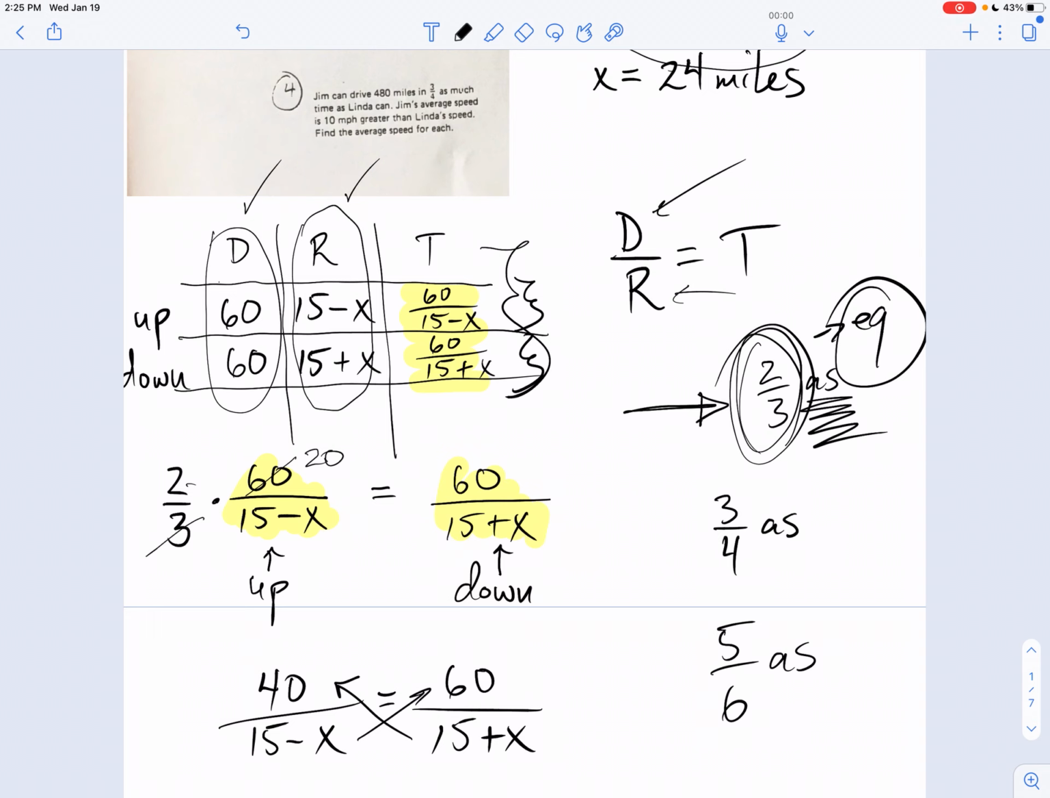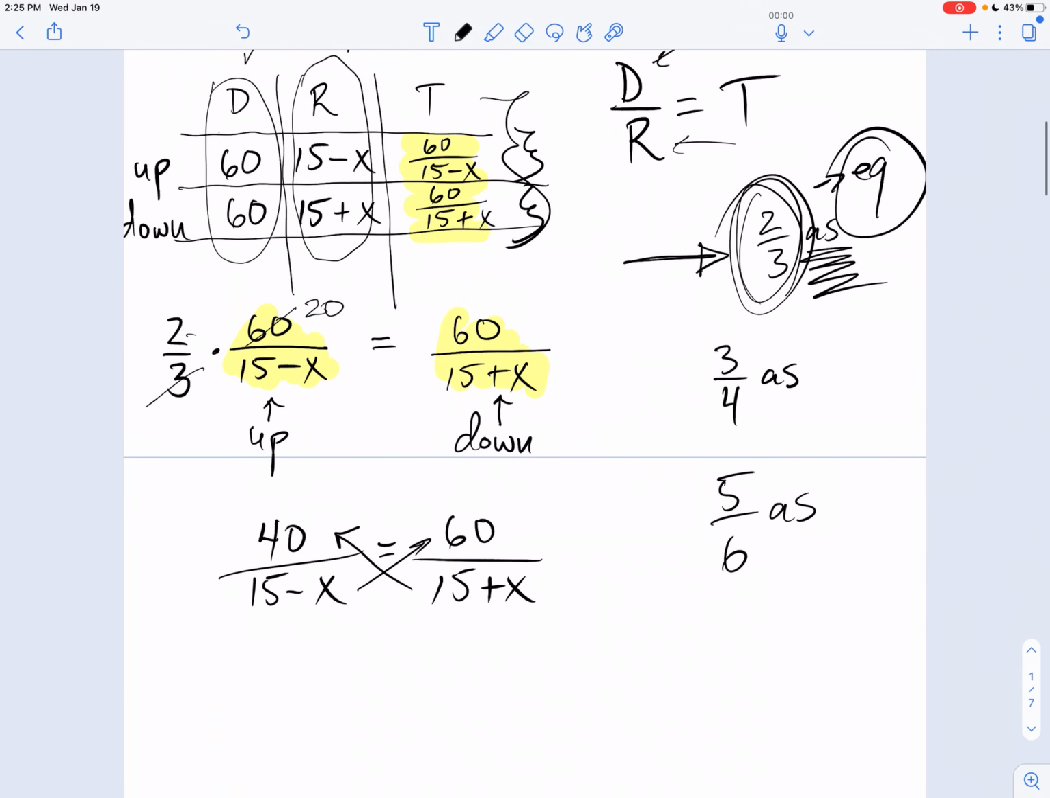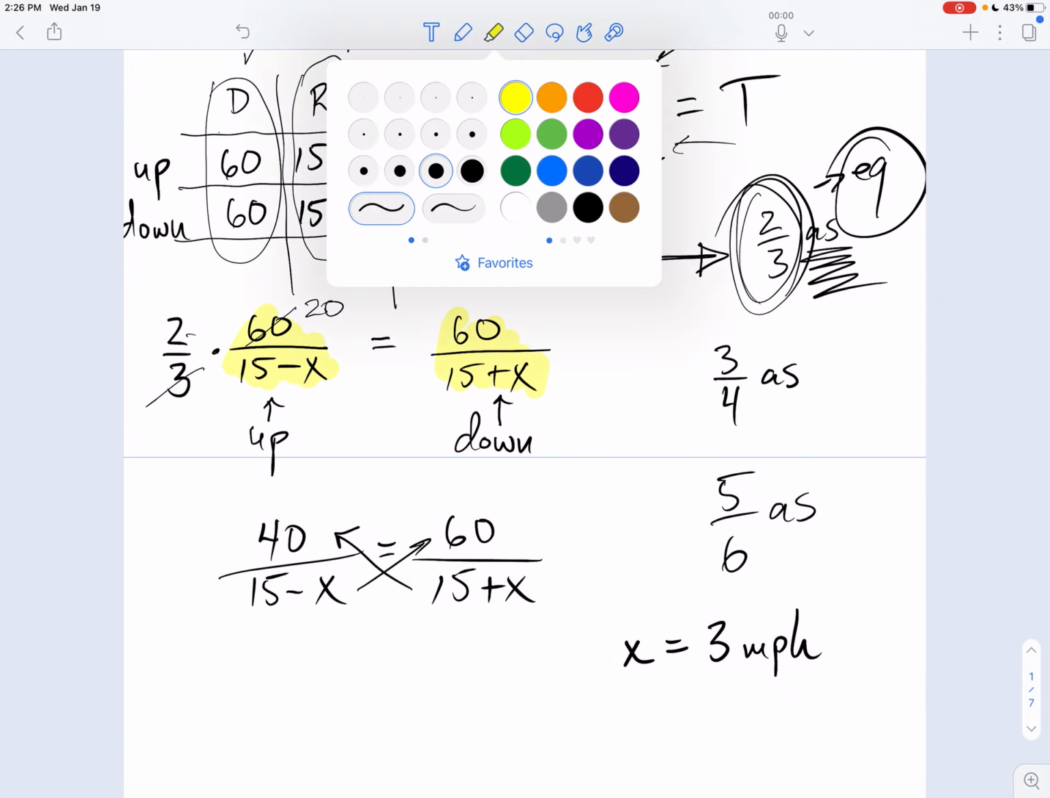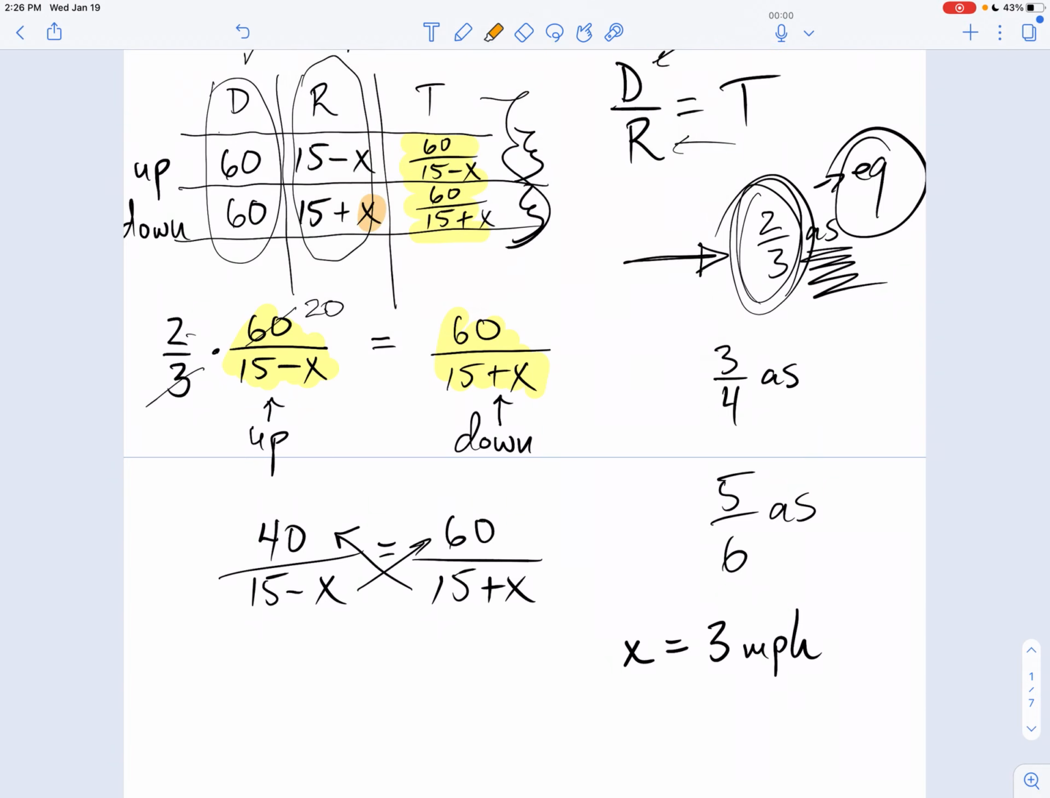Now, I worked everything out ahead of time, and I want you guys to know that if you solve for x, you will get x equals 3. 3 what? 3 miles per hour. Remember, what did x actually represent in this situation? X was the rate of the current.